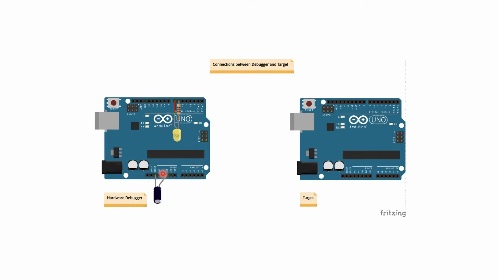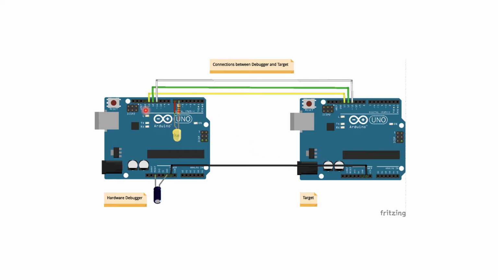It's also an optional thing, but it's helpful. So now let's connect the debugger to the target. We start with connecting GND. The next thing we will do is connect the SPI lines. That is SCK, MOSI and MISO, and these are pins 13, 12 and 11, and you connect them one to one from the debugger to the target board.